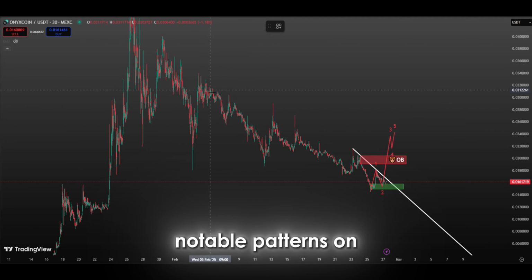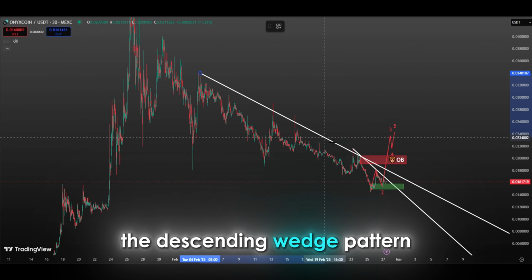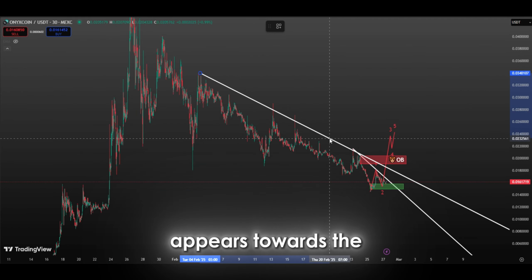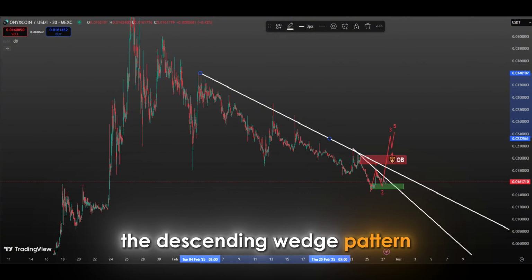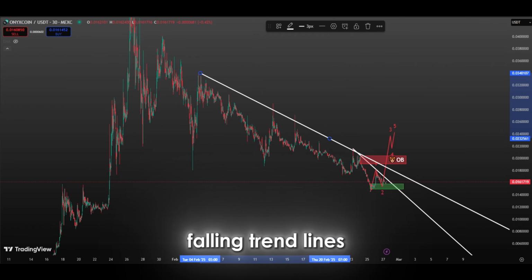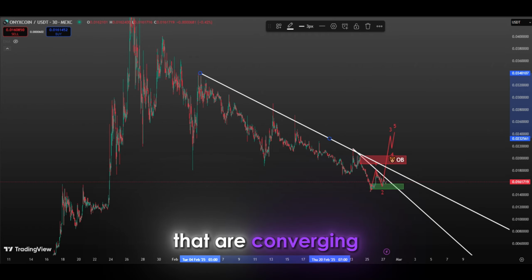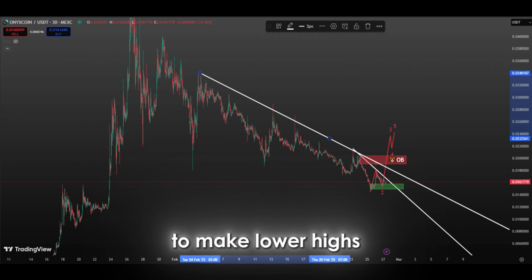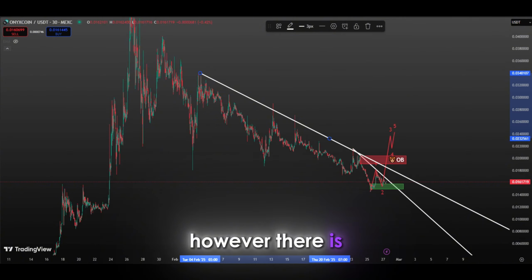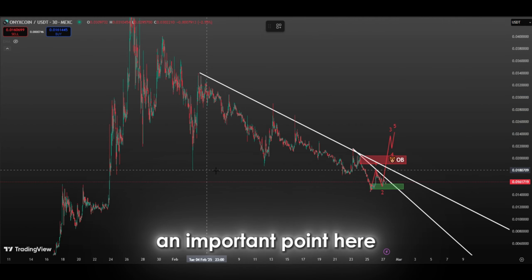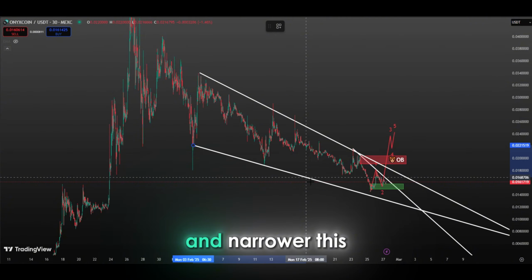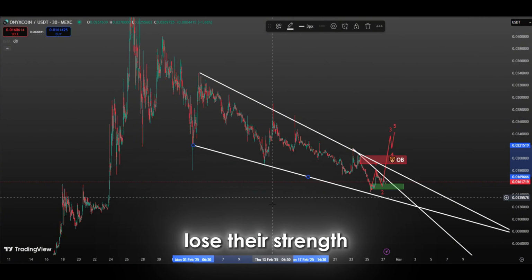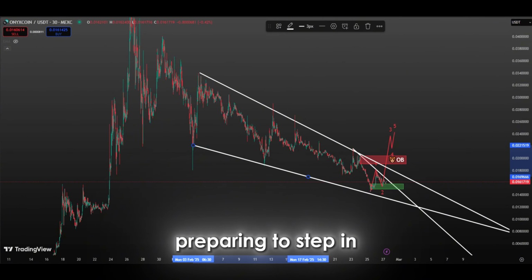One of the notable patterns on the chart is the descending wedge pattern. This pattern usually appears towards the end of a downtrend and is considered a potential reversal signal. The descending wedge pattern consists of 2 falling trend lines that are converging. The upper trend line allows the price to make lower highs, while the lower trend line creates lower lows. However, there is an important point here. The distance between the lows gets narrower and narrower. This indicates that sellers are starting to lose their strength and buyers are preparing to step in.